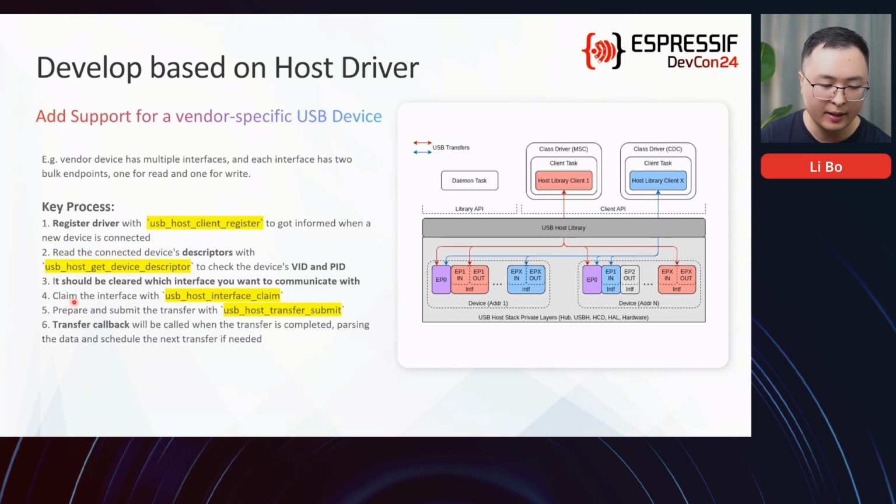Then you can claim the interface with the USB host interface claim. Claiming the interface means you open an endpoint. So after you open the endpoint, you can prepare and submit the transfer to the endpoint using the USB host transfer submit. Each transfer will have a callback function. After the transfer completes, the transfer callback will be called. So in the callback function, you can process the data and schedule the next transfer if you need. Like the UVC, when you process a callback, you need to schedule another one for the next frame.